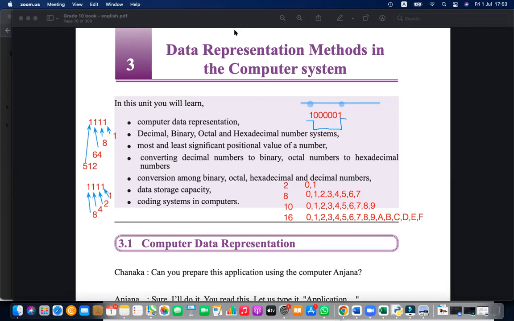And what is the most significant digit? Which side can you see the most significant digit? Is it the right side or the left side of the number? The left side. Yes, the most significant digit is on the left side. This is the most significant digit.